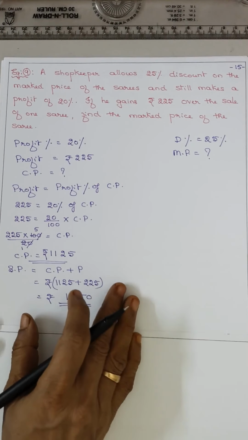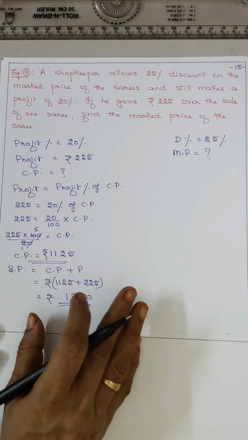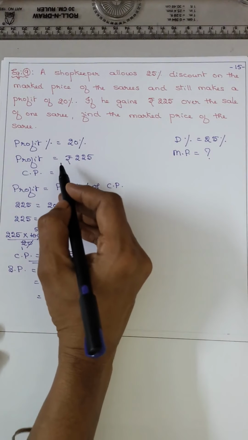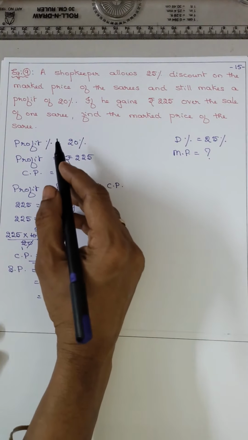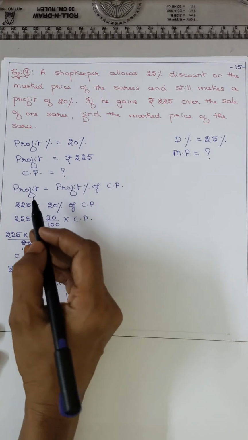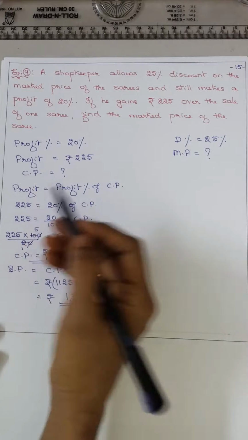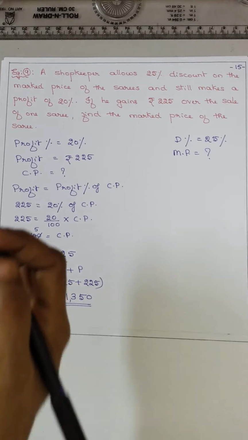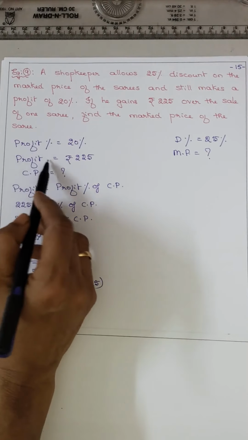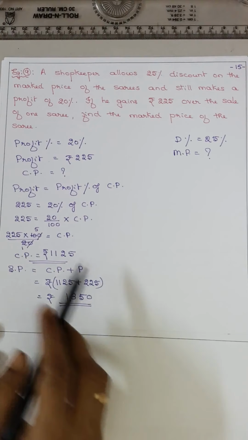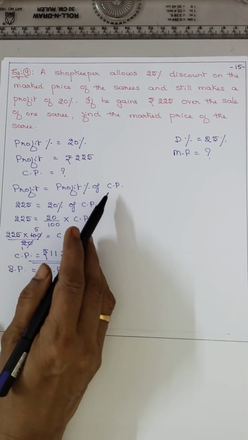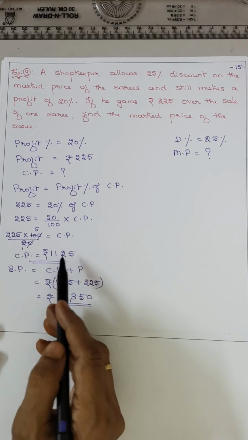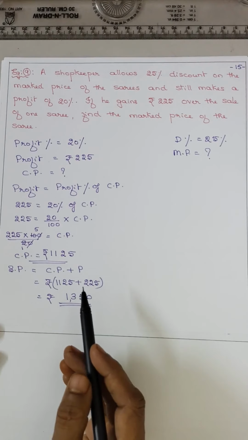Sum till here. So they have not given the CP, SP. They have given the profit percent and profit. Using profit percent and profit, find out CP. Why? To find out MP, we want SP. But to find out SP, first we have to find out CP, because profit percent and profit is given. So profit is equal to profit percent of CP. Using that formula, find out CP. Then SP is equal to CP plus profit.